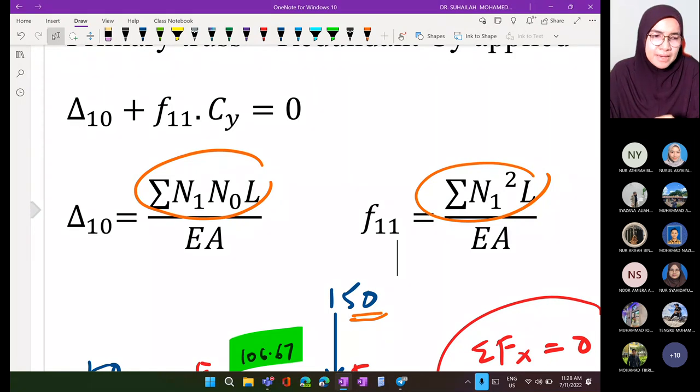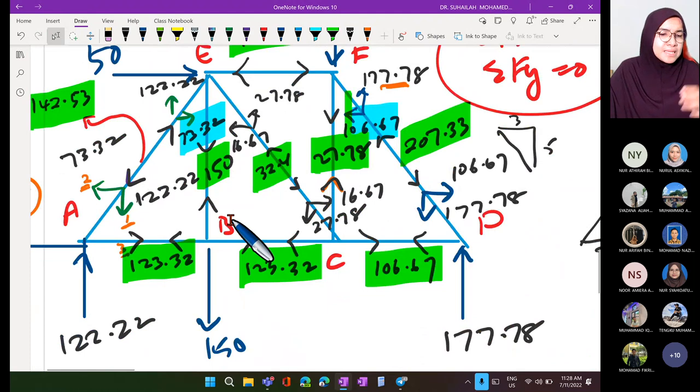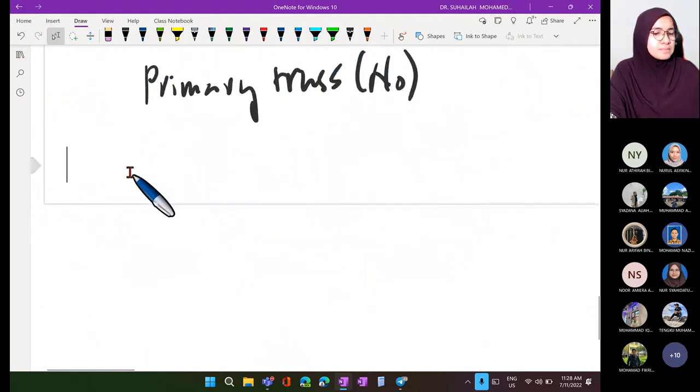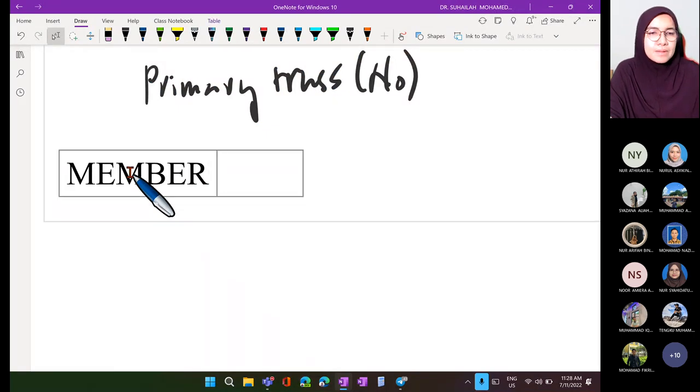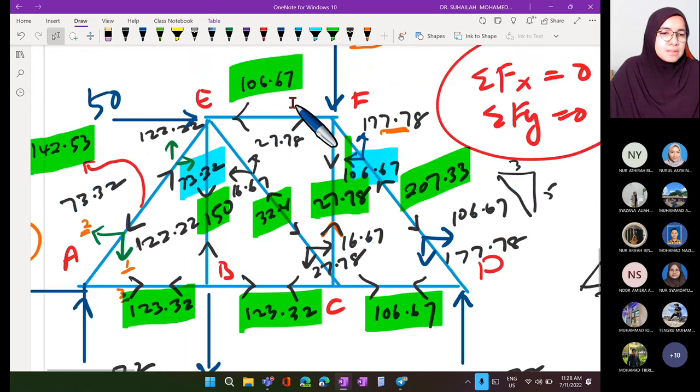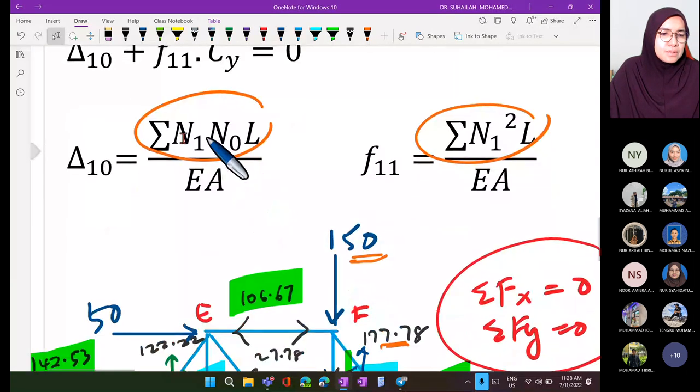So, due to that, kita kenalah ada column for apa? Ini akan jadi aim kita bila kita buat table. So, for the table, apa yang kita kena listkan? Apa yang kita kena list? Okay, yes. Member dulu. Lepas tu kita punya reaction. No need to put reaction. Okay, tengok pada dua ni yang saya bulat ni.